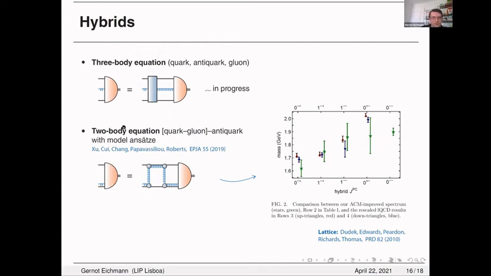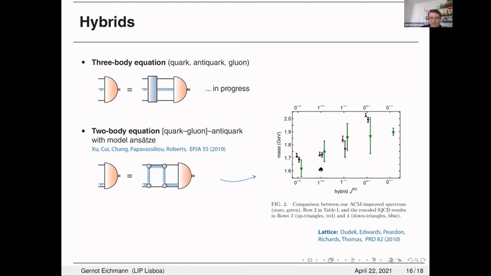Recently, a two-body version of this has been studied by these authors, a quark-gluon antiquark two-body system, based on the argument that the interaction in the color triplet octet channel is attractive, as opposed to the quark-antiquark color octet channel. So this is similar in spirit to the quark-diquark approximation, except that here we have a ping-pong exchange of the gluon between the quark and the antiquark.